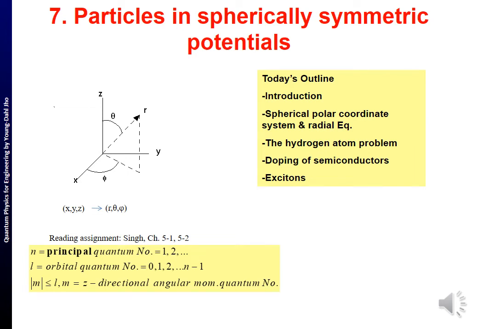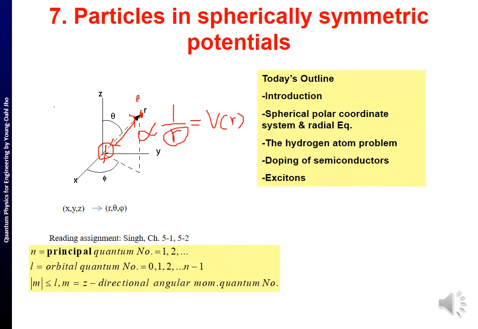Particles in spherically symmetric potential. This problem is useful for the Coulomb potential. For example, if we have a positively charged ion in the center or origin, and you have an electron, there is a Coulomb attraction potential proportional to 1 over r. So the potential is a pure function of r.